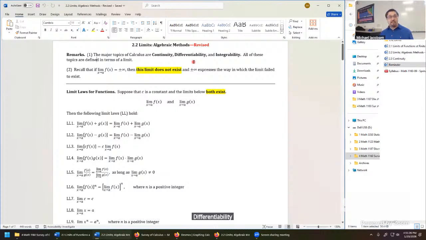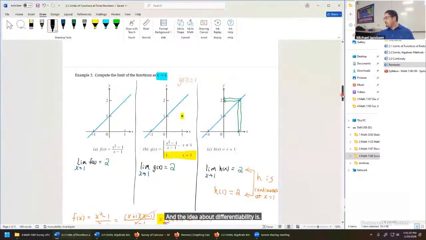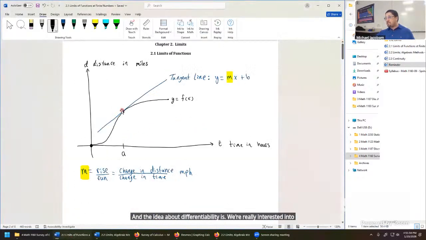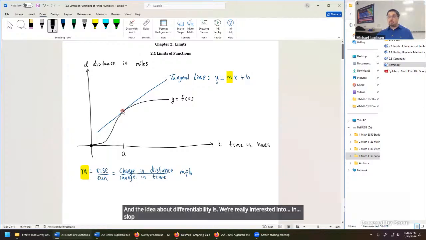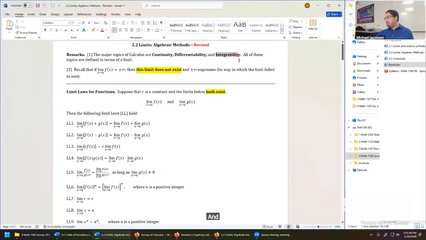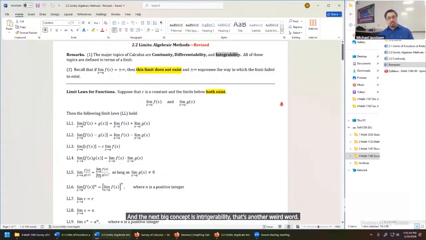Differentiability, that's a heck of a word, but that's in chapter 3. And the idea about differentiability is we're really interested in slopes, in particular slopes of tangent lines. And the next big concept is integrability. That's another weird word, but in short, that's just going to be areas under curves.